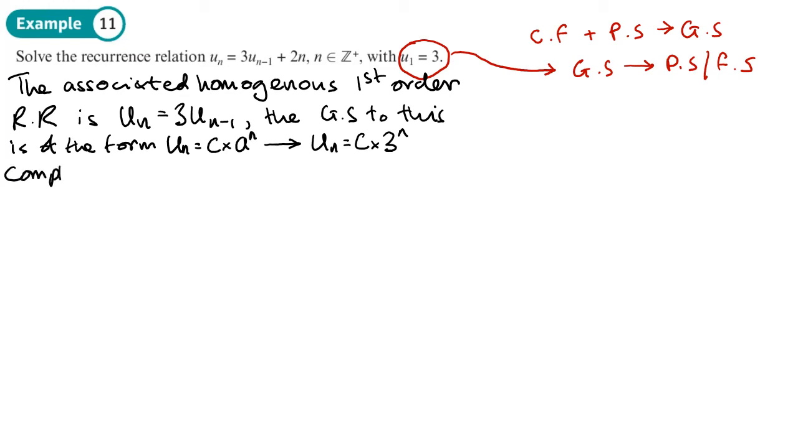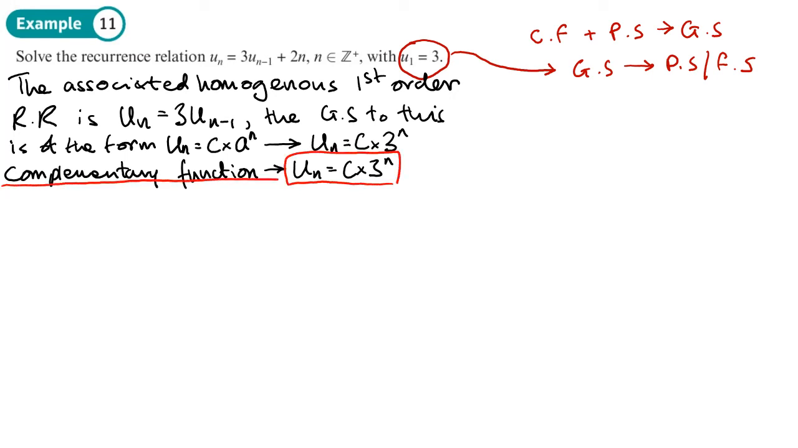So our complementary function, therefore, which is the general solution to this homogeneous first order recurrence relation, is u_n equals C times 3 to the power n. Complementary function, not complementary solution. So we'll just highlight that so that we don't lose it for later on. That's our complementary function. So the next thing we need to do is to find a particular solution.